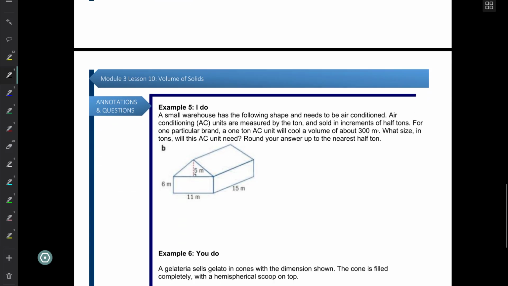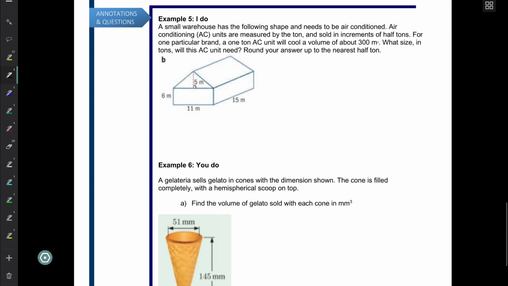In example number 5, we have a small warehouse that has the following shape and needs to be air-conditioned. Air conditioning, or AC units, are measured by the ton and sold in increments of half tons. For one particular brand, a 1-ton AC unit will cool a volume of about 300 meters cubed. We want to know what size in tons this AC unit will need. Round your answer up to the nearest half ton.